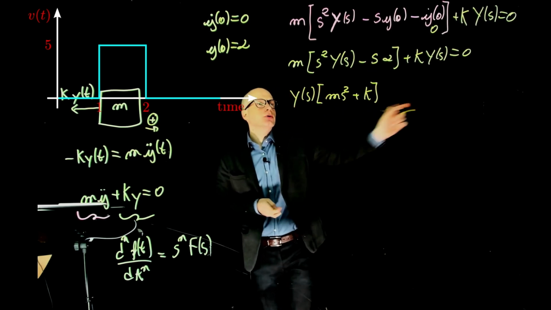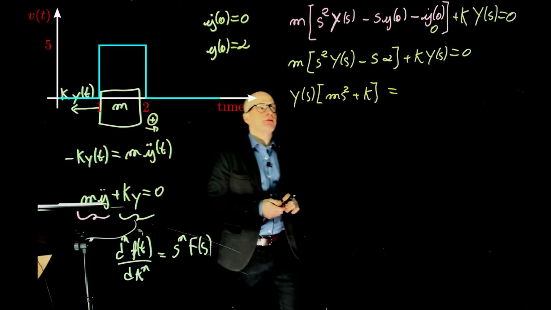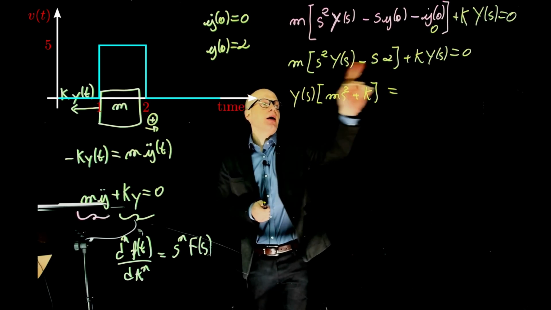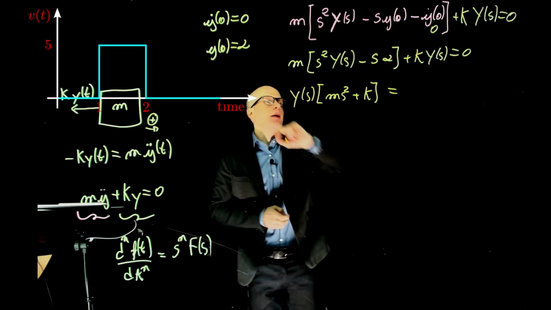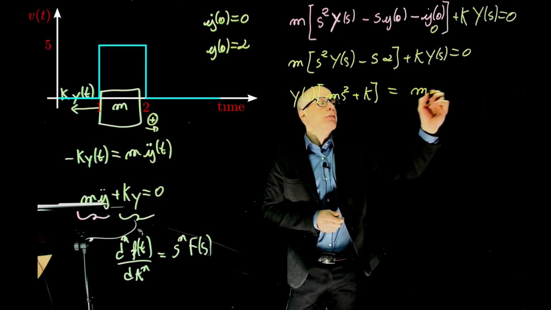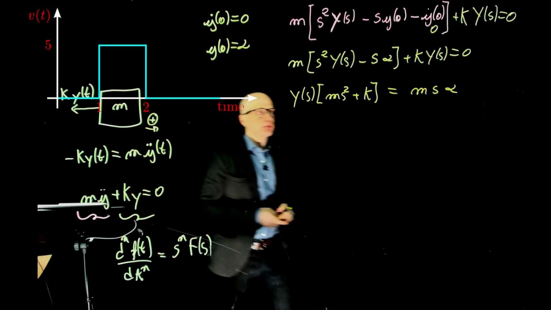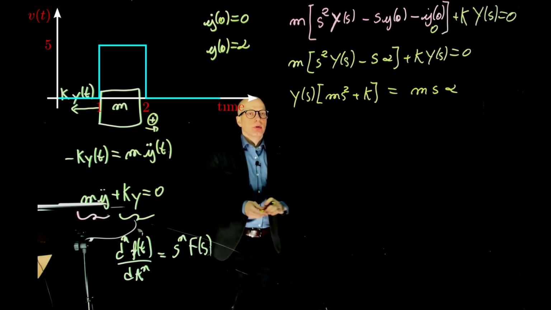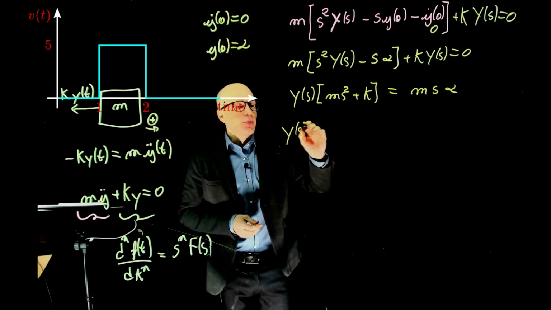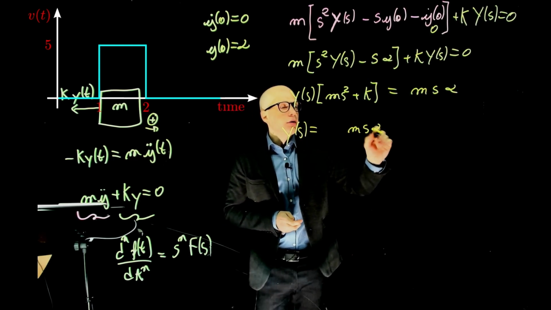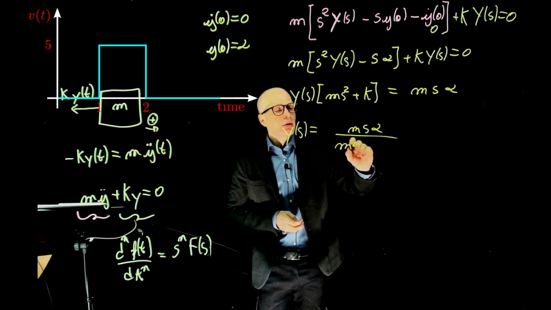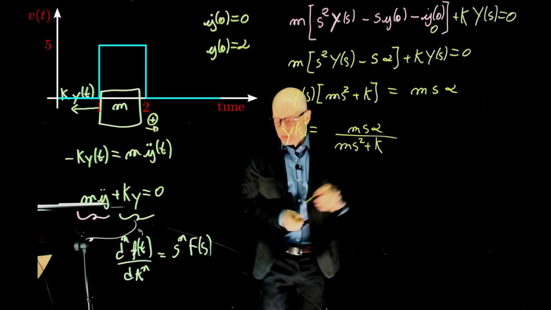And moving to the other side, anything that doesn't have y, that is simply this term m times s alpha. Don't forget m here. So there's going to be ms alpha. We can find an expression for y of s now, that is ms alpha divided by ms squared plus k.